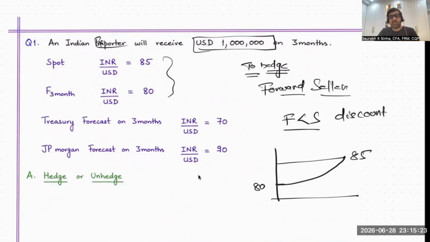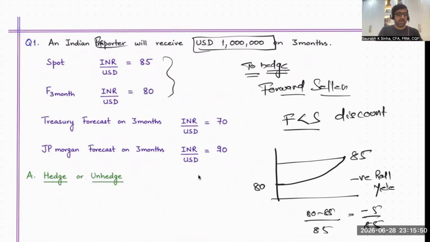You should have bought USD, but because you have to hedge, you have to sell USD to hedge your exposure to USD. You cannot do anything about it. You have to enter as a seller. So there will be a negative roll yield. And the negative roll yield value would be 80 minus 85 upon 85. So minus 5 upon 85, you also do the calculation. A negative 5.88% cost. This is your hedging cost.